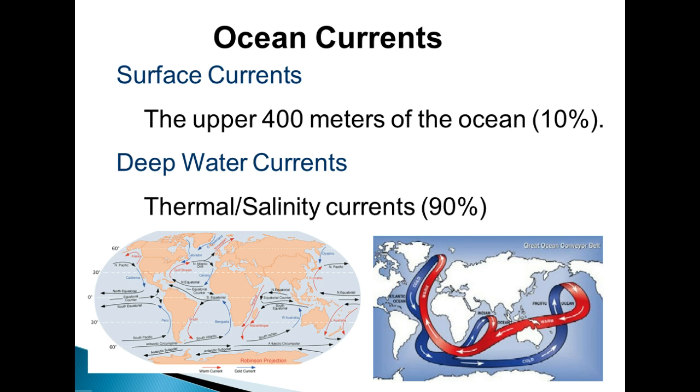Also get in your notes that currents are broken down into different classes. Surface currents, which occur in the upper 400 meters of the ocean and represent about 10% of the current. And then there are also deep water currents, which represent the thermal and salinity currents, which make up the majority of currents at 90%. So make sure you get those in your notes.